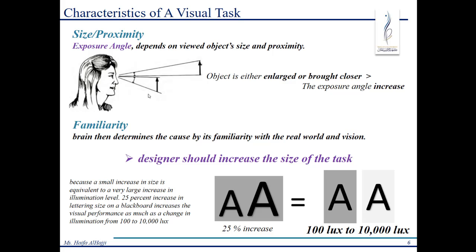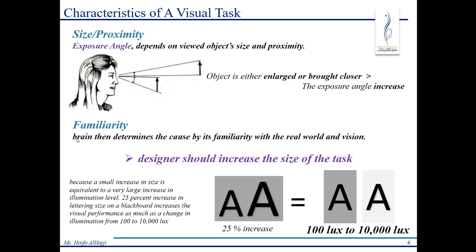Now let's imagine another condition. Let's say that both of them are at this location, but I still have the exposure angle of this one. If the exposure angle is going to remain the same, it's going to reach this edge. Imagine that this arrow is this size, so we have two tasks at the same distance from the eye, but one of them is larger. Definitely this one will be bigger and perform better. Now this is about size and proximity.